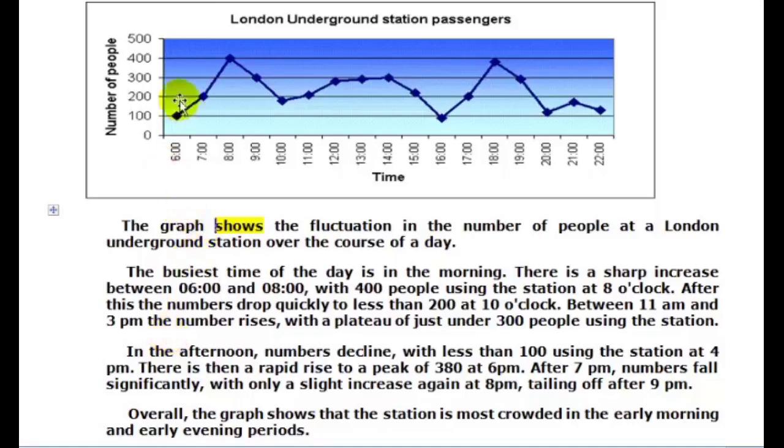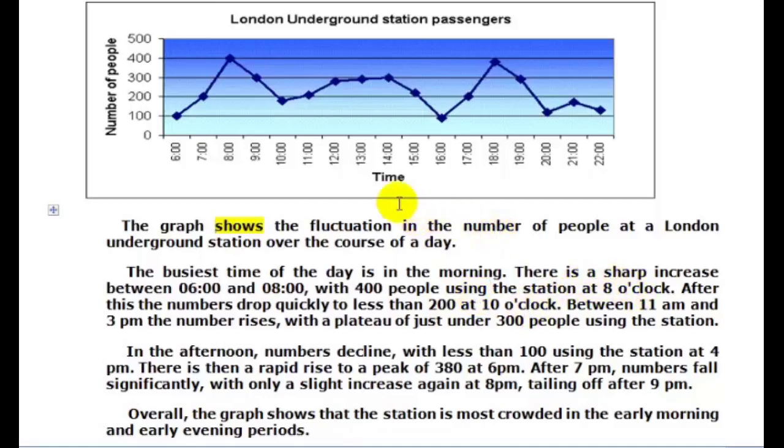Now first of all you need to see the starting point: from 6 over here it touches 100 people and it goes to 400 people at 8 o'clock. So it means that this is the busiest time of the day, that is the morning time. Over here the busiest time of the day is in the morning, which we have already talked about. This is the busiest time because this line touches the highest point, that is 400 people. There is a sharp increase between 6 and 8 with 400 people using the station at 8 o'clock.